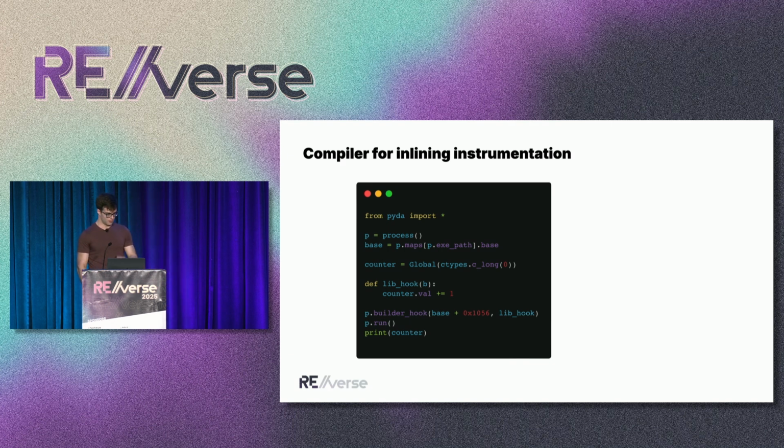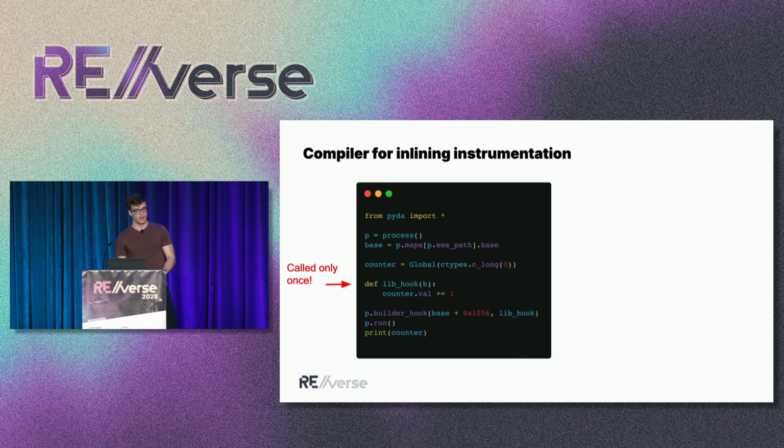The way this is going to work is, instead of calling p.hook to register a hook, we're going to call this other function, p.builderHook. It takes the same two arguments, but this time the function is only called once, at instrumentation time. So when DynamoRIO decides that it wants to instrument a basic block, it'll call this function, and you can add whatever instrumentation you want.